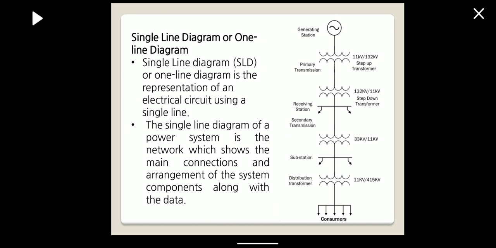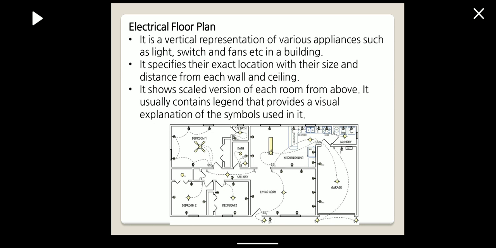The figure shows the single line diagram of a generating station to the distribution. It shows the positioning of all the components and the sequence of the components. So for that the single line diagram is very necessary. So this is the single line diagram.